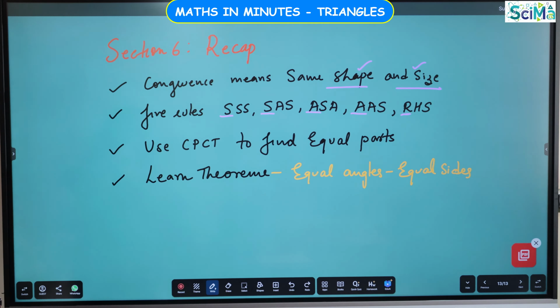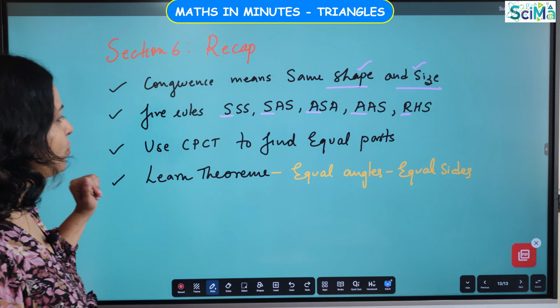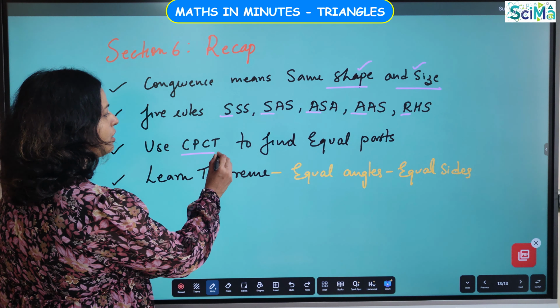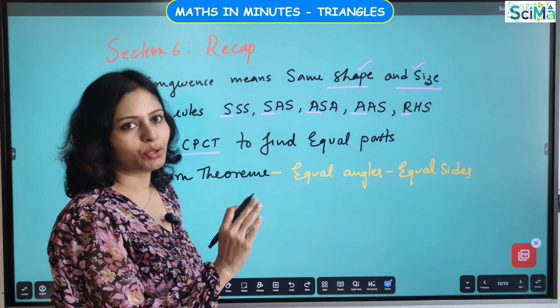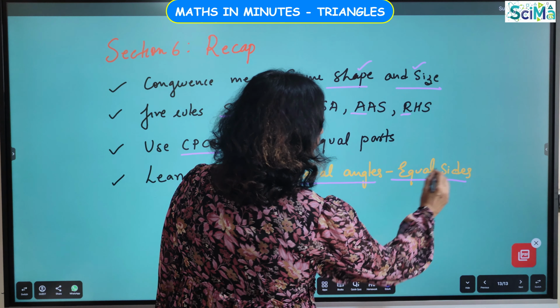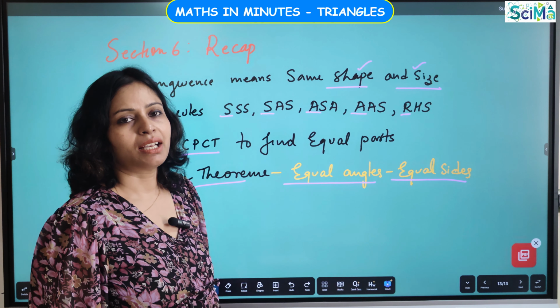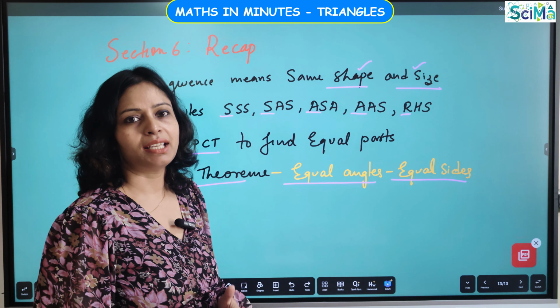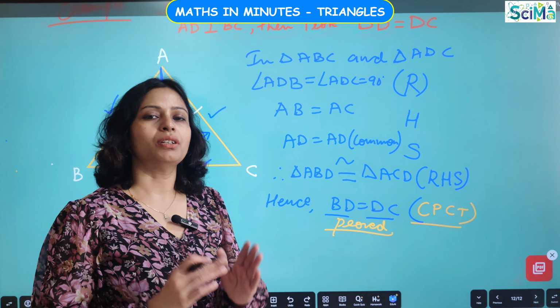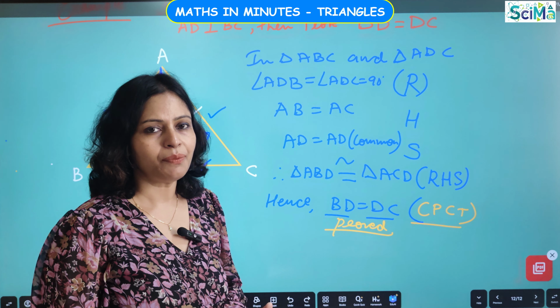Then the next point we took was use CPCT to find equal parts. So CPCT is applied always only after congruency. And the theorems which we learnt: angles opposite to equal sides are equal, and sides opposite to equal angles are equal. I hope you understood the topic today.